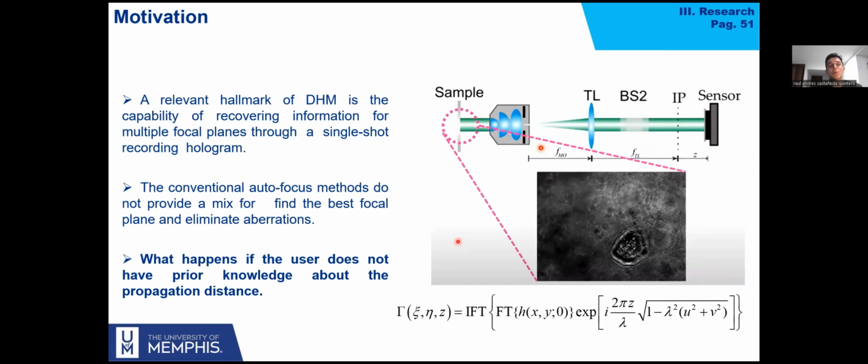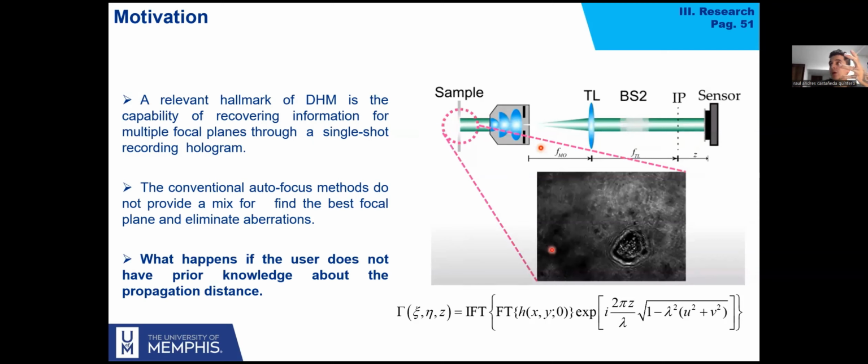A relevant hallmark of DHM is the capability of recovering information from multiple focal planes through a single-shot recorded hologram, because numerically it's possible to obtain the information at different propagation distances, right? So what is the issue? The issue is that you can record a hologram that is out of focus.